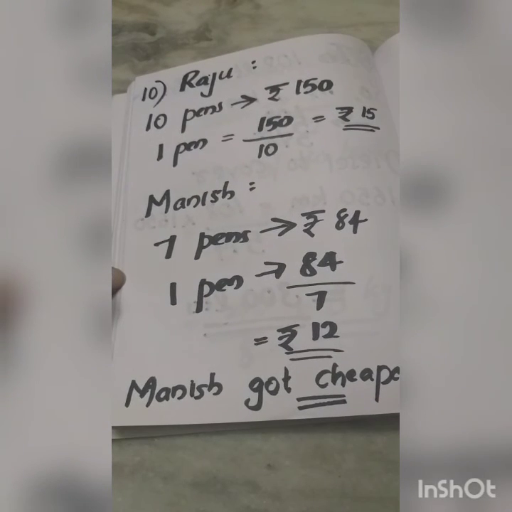So if you want to compare, we have to know the value of one pen. Then only we can compare. So we first found the cost of one pen in each case. Winding up today's class, today we discussed the unitary method and some questions on the unitary method. So the chapter ratio and proportion has come to an end.